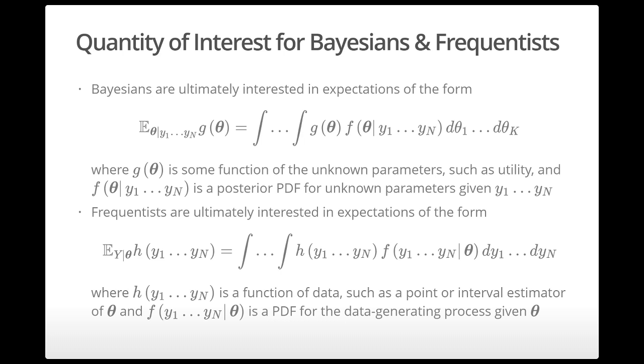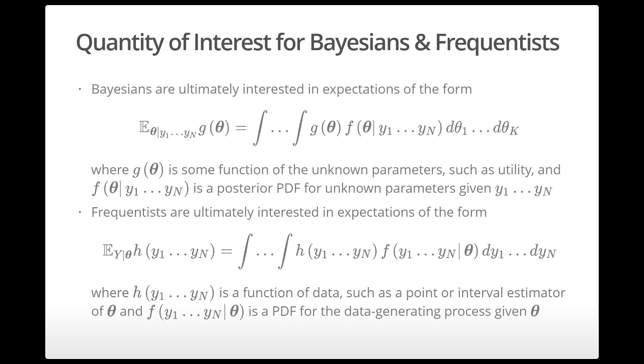So h is some function of the data, like an estimator, and the density function they're using is the conditional density function of the data given the parameters, and then they're integrating that out over omega, the sample space of observable data, all in dimensions of n if you have n data points in your research design. H could also be an interval estimator or whatnot.